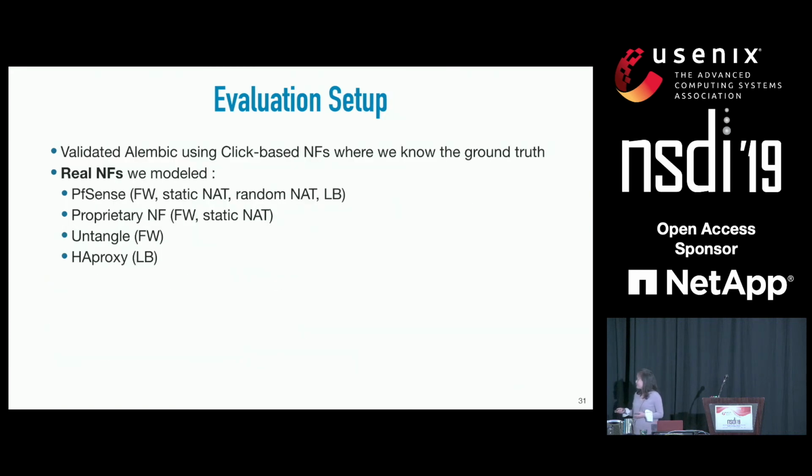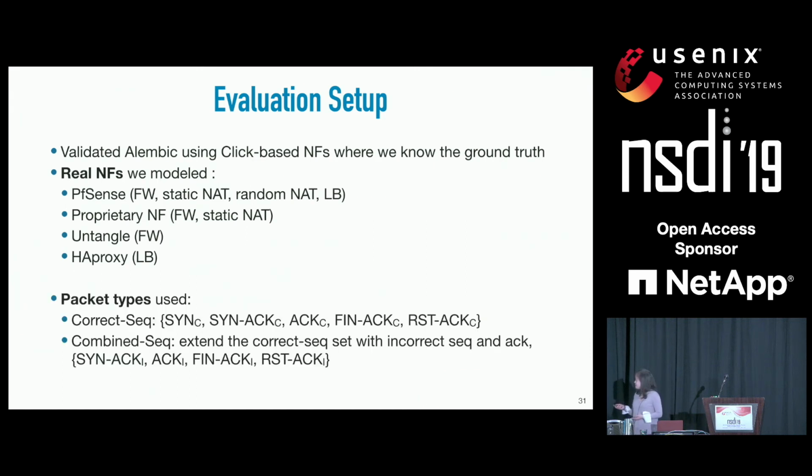But before I talk about accuracy, let me briefly describe the setup. What we first did is that we took Alembic and modeled Click-based NFs, where we know the exact ground truth. And we took that tool and applied it on real NFs, spanning 4 different vendors of the types firewall, load balancer, and NAT. We used 2 packet types. The first one is the correct sequence, which is essentially standard TCP packets. The second one is the combined sequence, which combines them with out-of-window packets to see how the NF reacts to out-of-window packets in the presence of out-of-window packets.